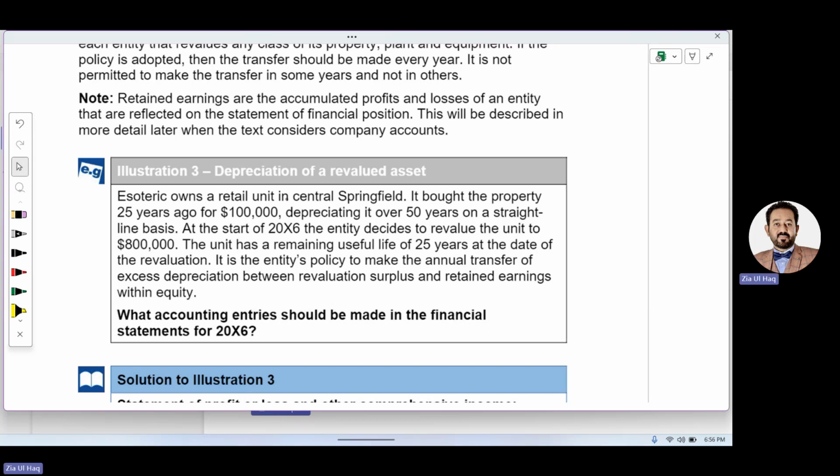We have to provide that entry for revaluation surplus and retained earnings, exactly, for the extra depreciation. The extra depreciation is 30,000, sir. Let's see. So what accounting entry should be made in the financial statements?